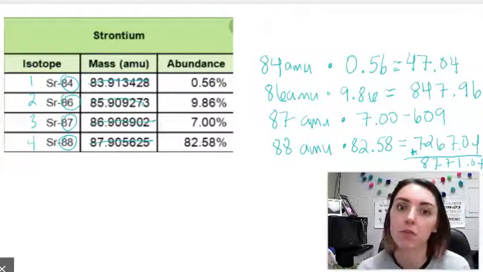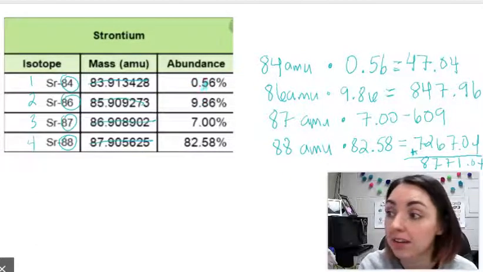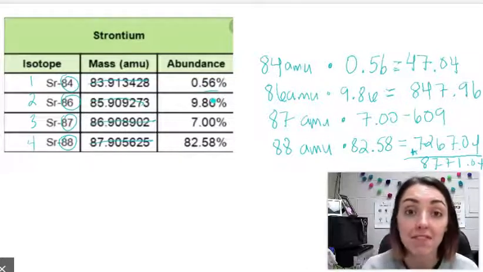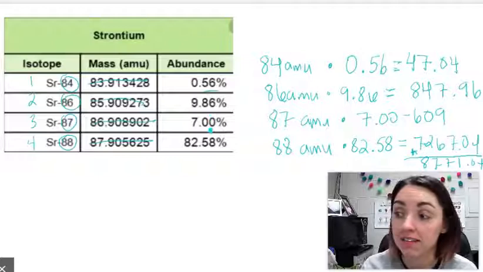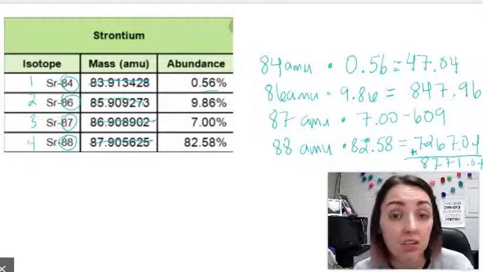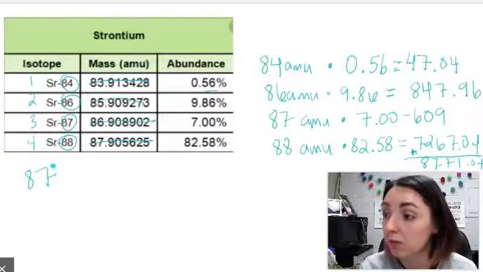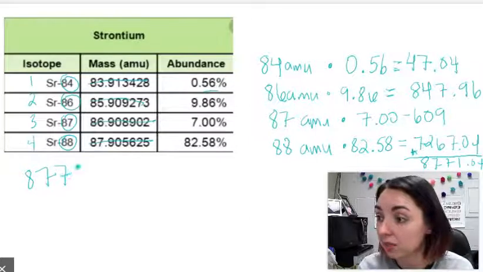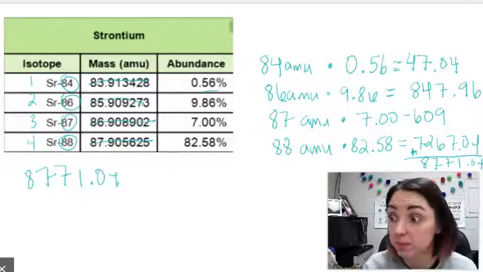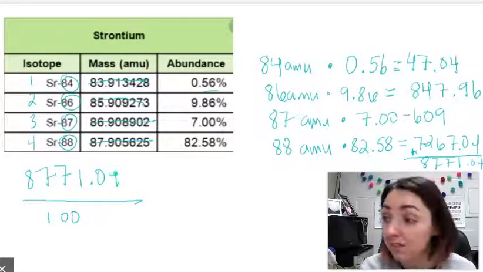Now here's where there are different ways to do the math. You could have done that from the beginning. You could have written 0.0056, 0.0986, 0.0700, and 0.8258, and multiplied that way, which would have taken care of the 100 right away. It's perfectly fine and gets the job done. Or you can divide by 100 at the end. The way we're doing it right now, we're dividing by 100 at the end, just accounting for that percent.